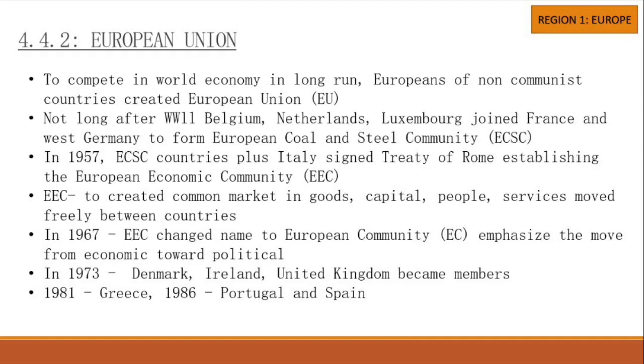By 1957, the ECSC countries plus Italy signed the Treaty of Rome, establishing the European Economic Community, called EEC. The function of the EEC is to create a common market in goods, capital, people, and services that move freely between countries. Starting in 1967, the EEC changed its name to European Community, or EC, to emphasize the move from economic toward political goals. In 1973, Denmark, Ireland and the UK became members, followed by Greece in 1981 and Portugal and Spain in 1986.